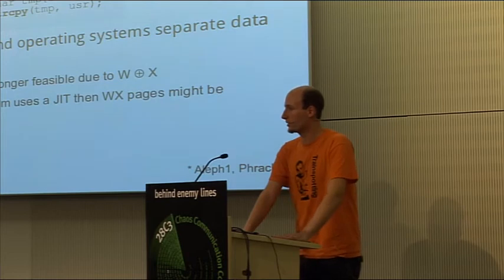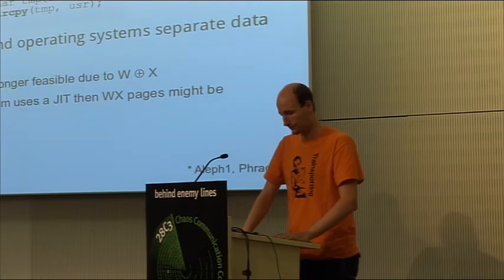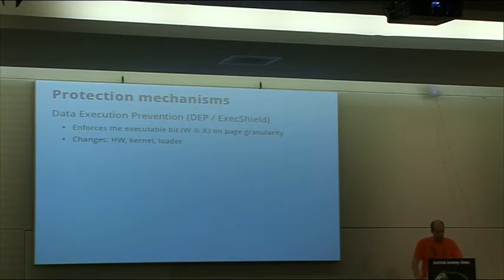We already heard a little bit about the different protection mechanisms, but let's just look at the three most dominant protection mechanisms that are out there that make our lives a little bit harder. The first protection mechanism is data execution prevention, called DEP, or exec shield on Linux systems. This protection mechanism enforces the executable bit that the hardware provides on a page-level granularity. And if a page is not executable, then code on that page will not be executed by the processor. This limits all our code injection exploits if it is set up correctly.